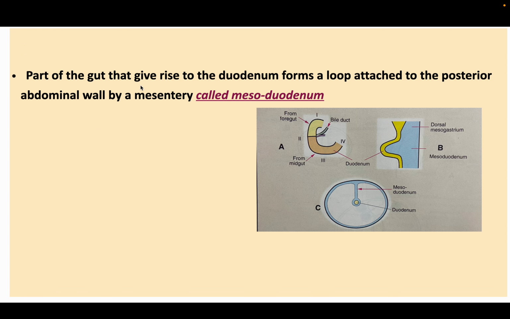Now the part of the gut that gives rise to the duodenum forms a loop. So this portion which is going to form the duodenum forms a loop attached to the posterior abdominal wall by a mesentery which is called the mesoduodenum.